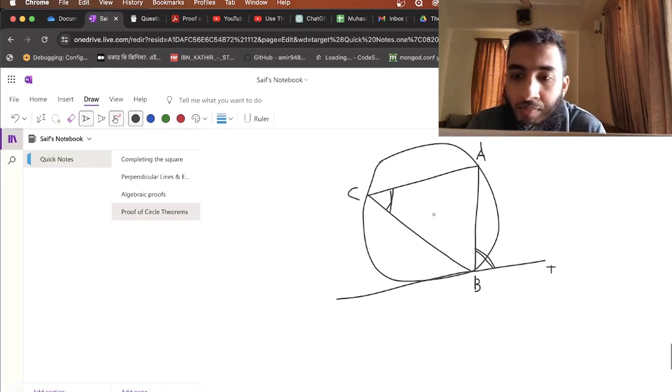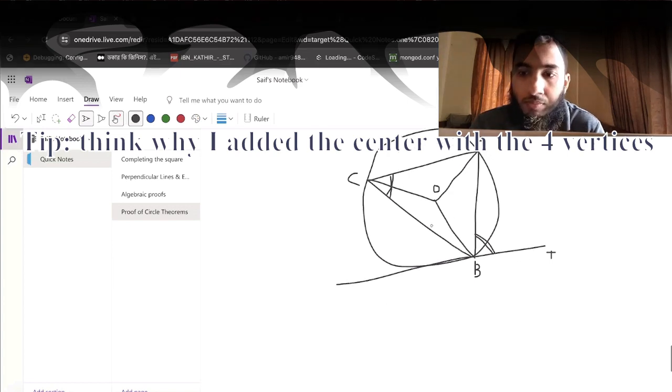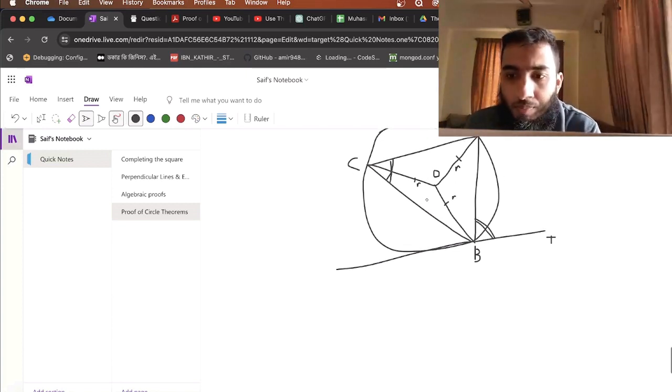So let's say the center is O. If we join A, B, C, these 3 points on the circumference, with O, let's say this is CO, this is AO, and this is BO. So these are all radii, R, R, and R. So let's say this angle is X.